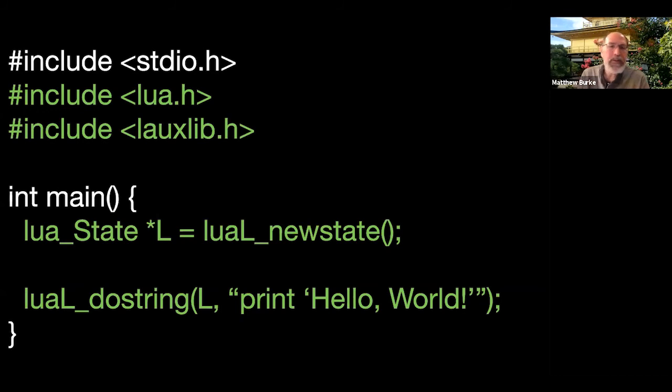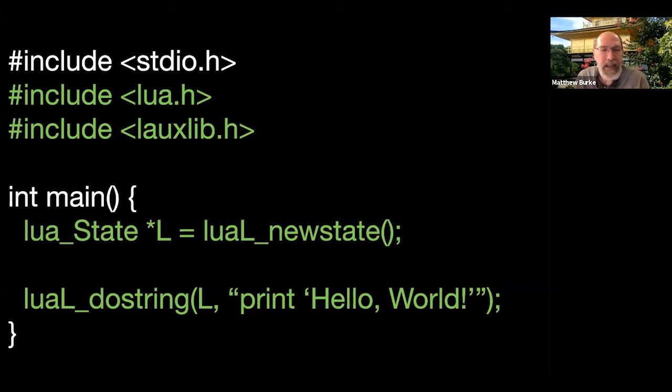So to embed a Lua interpreter, all we really need to do is create a new state and store it in a variable. That's what this capital L is. It's a pointer to a Lua state. It is possible to embed several Lua states in an application. If you have a multi-threaded application, if you want to make use of multiple cores, that can be useful to do. I'm not going to talk about it here.